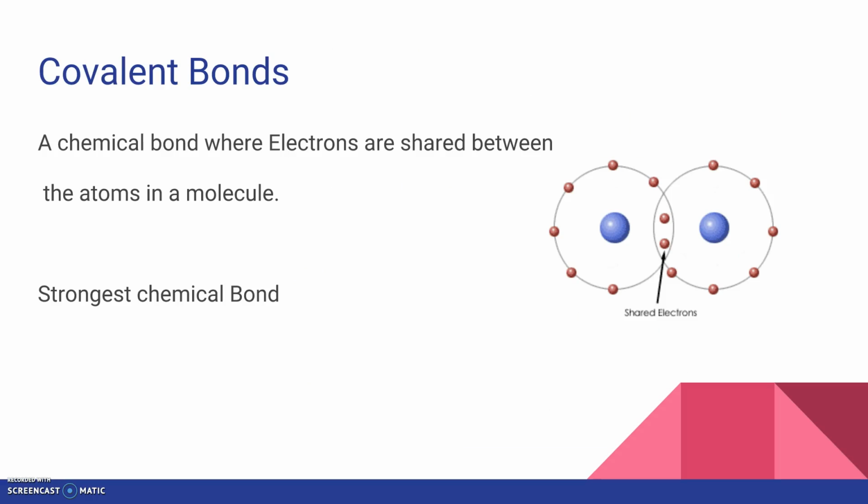The first bond we're going to be talking about are covalent bonds. Now a covalent bond is a chemical bond where electrons are shared between the atoms in a molecule. So this is the strongest out of the four major bonds we're going to be talking about today, and a good example of this that you use every single day, that all living things need to survive, is water. Water molecules have covalent bonds to keep them together, and without covalent bonds, water would not be a thing, and life on Earth as we know it could not exist.